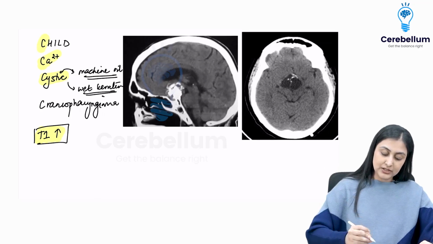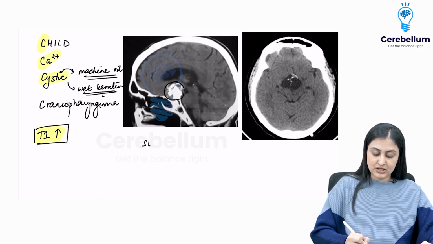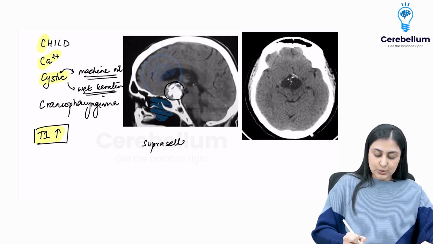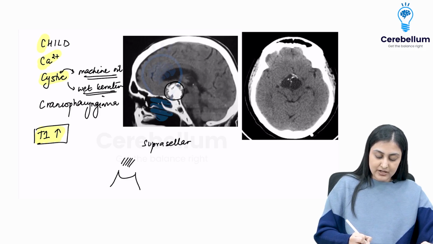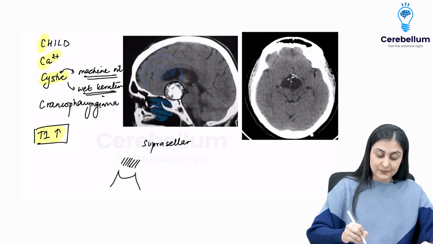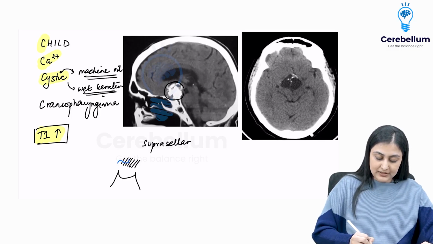Okay, so here you can see how there is a tumor in the suprasellar location. So this is located above the sella. So if this is the sella, it is seen somewhere around this place, and this is the location of the optic chiasma.